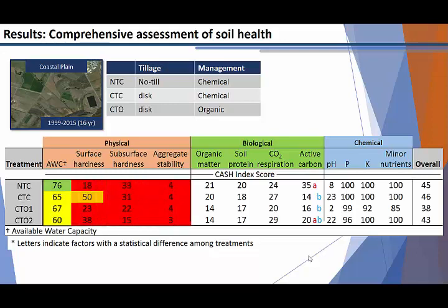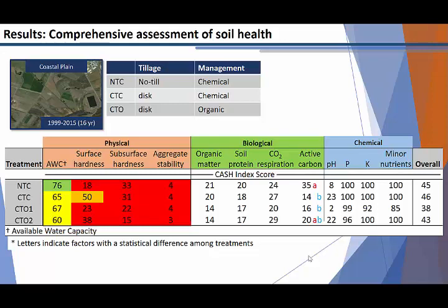However, when we look at the scores, or at least the ratings from Cornell, I have the color indicators here where, remember, red is the very low score, and green is the very high score, and you have intermediate colors in between. So at our location here, for the physical indicators, we have surface hardness, subsurface hardness, and aggregate stability all scoring low or very low for all of our treatments, including the no-till.